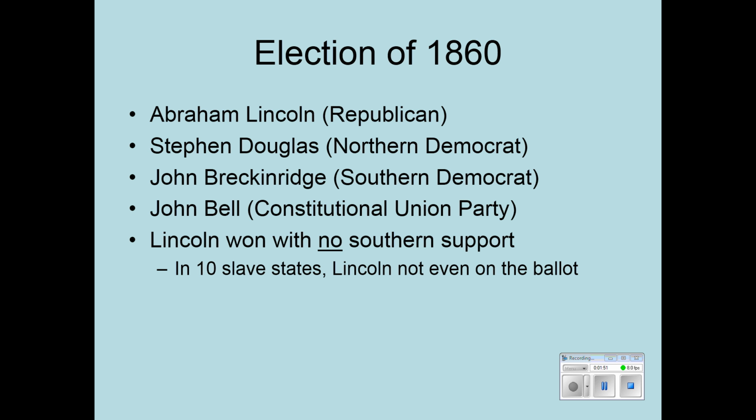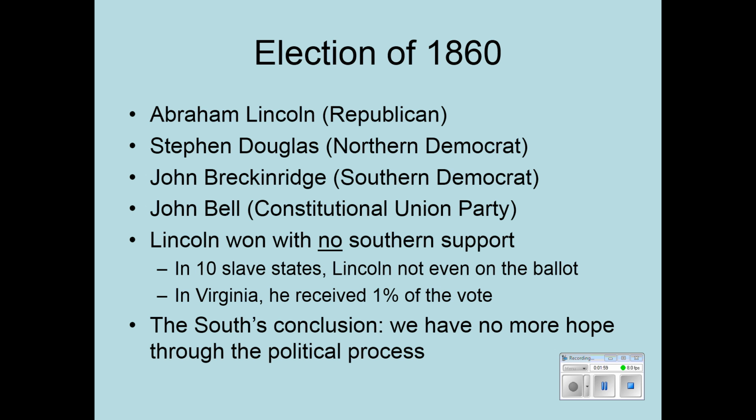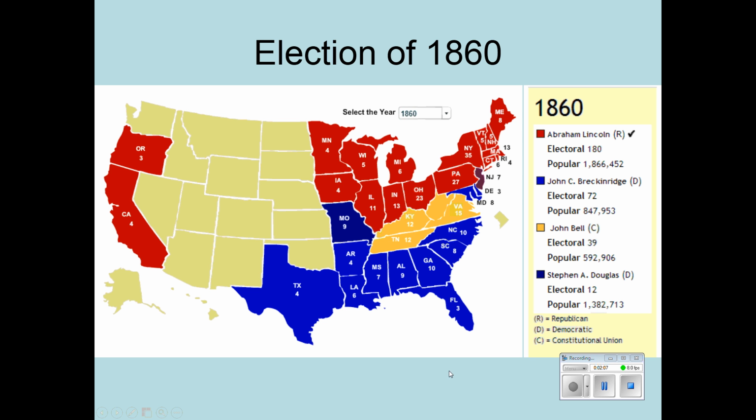In 10 slave states, he was not even on the ballot. He was in Virginia, where he got 1% of the vote. So the South decided that they had no more hope through the political process. You can look at the electoral map from 1860 on the PDF, perhaps more carefully, and understand what happened and why.